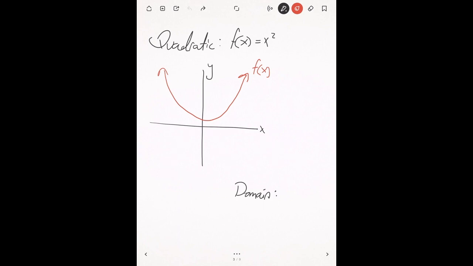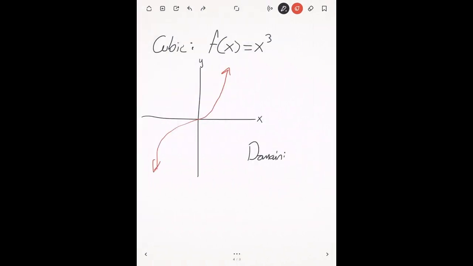The domain of this, well, how far left does it go? Well, it keeps going off to negative infinity, and how far right does it go? It keeps going off to positive infinity. So the domain is going to be negative infinity to infinity. And that's true for any quadratic. Whatever parabola I draw here, they're always going to keep going off forever and ever in both directions. So that's the idea with the domain of quadratic functions.